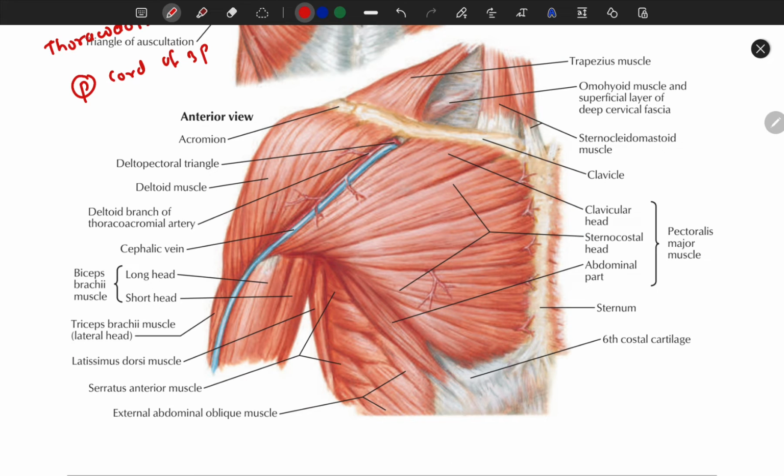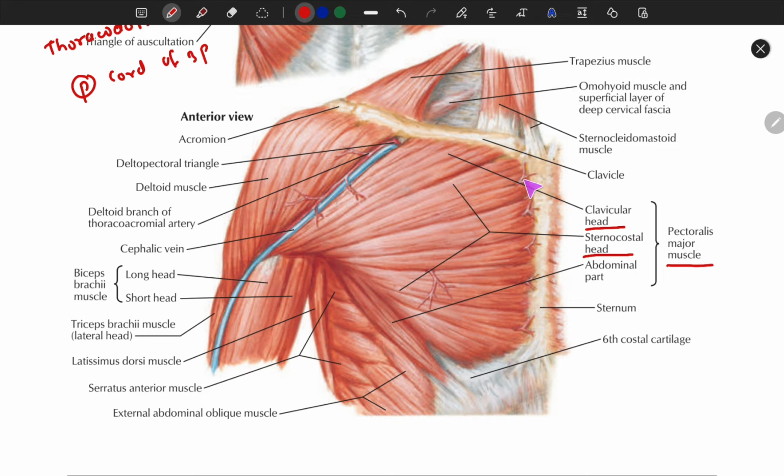The next muscle which I am going to talk about is the pectoralis major muscle. It has two heads, a clavicular head as well as the sternocostal head. So this is the clavicular head and this is the sternocostal head. The clavicular head is originating from the medial half of the clavicle, its anterior part. This is the clavicle bone.